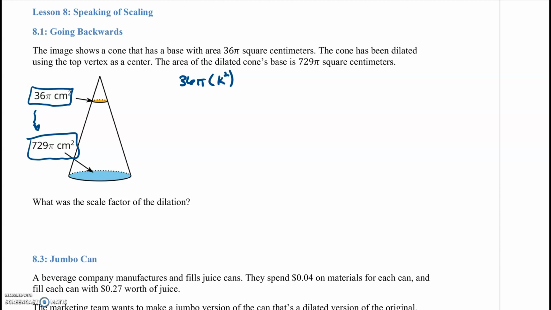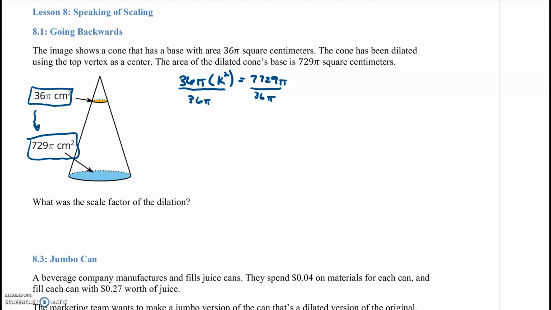Remember, when we multiply an area, we have to multiply it by the square of the scale factor, and we end up with 729 pi centimeters squared. So now all we really have to do is solve this equation. I'm going to divide both sides by 36 pi.